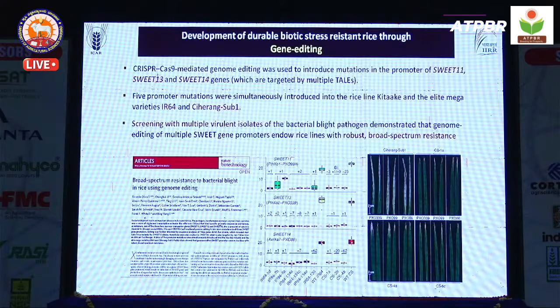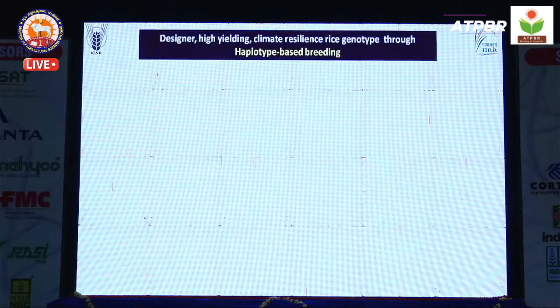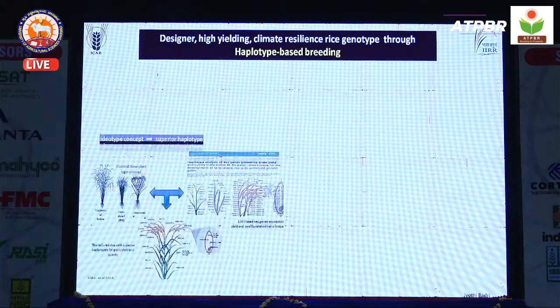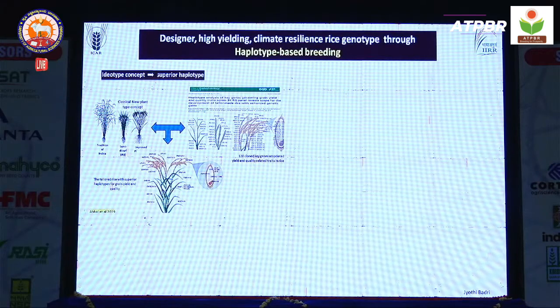But this is one example wherein we are expecting the lines to be received in India, and then we'll be testing against different strains in the country. And another important tool is called haplotype-based breeding. You all may be knowing that haplotype is a group of DNA markers which are closely linked or co-inherited. And we have got several favorable haplotypes and then several unfavorable haplotypes for several traits. For example, for yield, these are all the different genes and their favorable haplotypes.